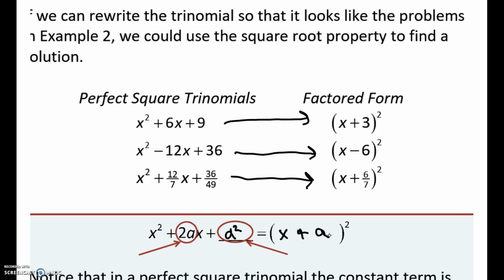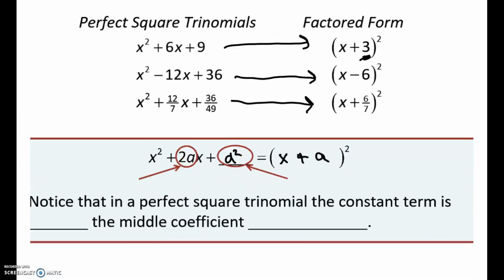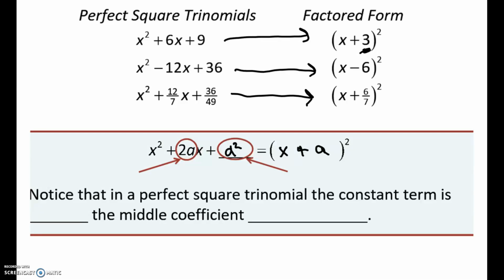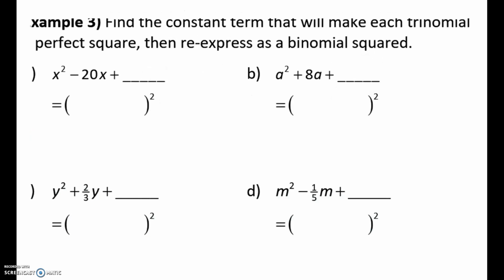When we look at this one, my a value is 3. Well, 2 times 3 is 6, so there's my 6x. And then we square it, 3 squared is 9. So in my perfect square trinomial, the constant term is always half of the middle coefficient, squared. And this is the key idea to being able to solve something by completing the square. So let's take a look at just getting this concept down.